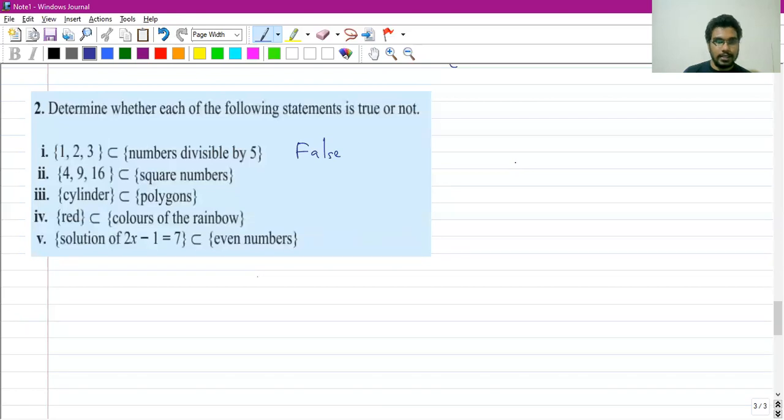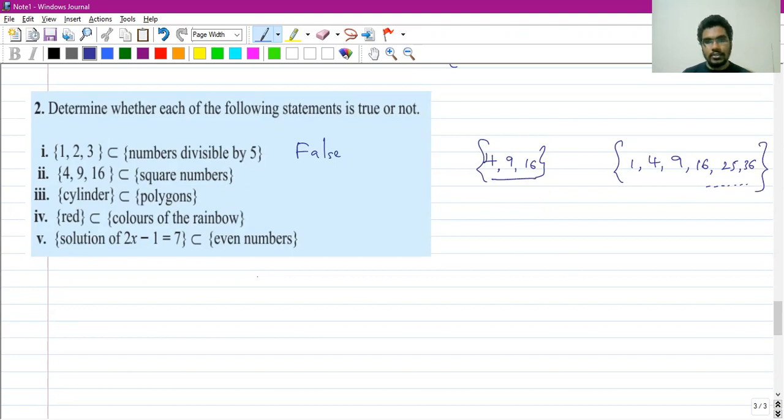4, 9, 16 are square numbers. Yes, 4, 9, 16 is the first set. The second set is square numbers, so there is no limit. Square numbers we can write as 1, 4, 9, 16, 25, 36, and you can write more in this set. You can see all the elements of the first set are included in this set, so the first set is a subset of the second set. So yes, we can write it as true.